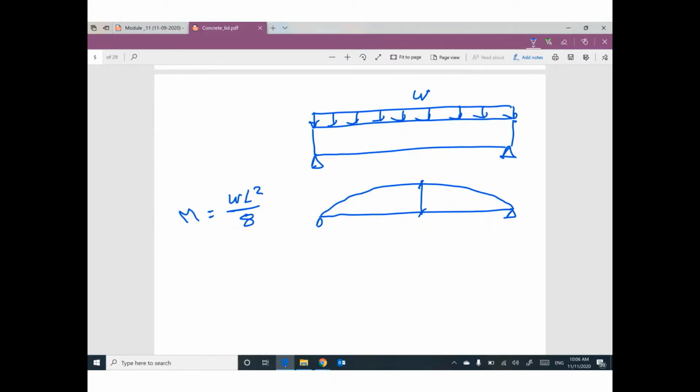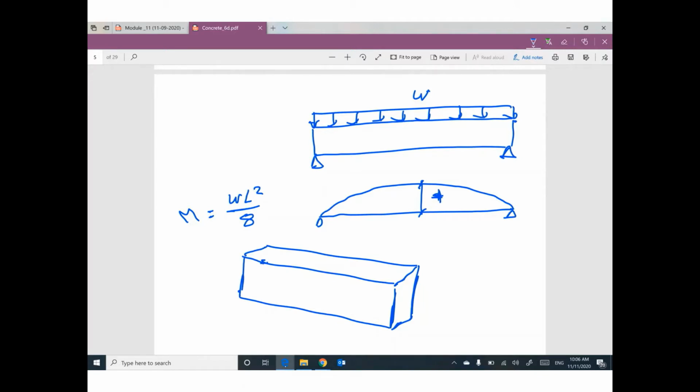Actually, if this beam looks like this in an isometric shape, this bending moment diagram, which is positive, will cause a moment like this. We have tension at the bottom and we have compression at the top. In between, we have a line which is called neutral axis. So the effect of this load on this beam will make a bending moment diagram like this one.